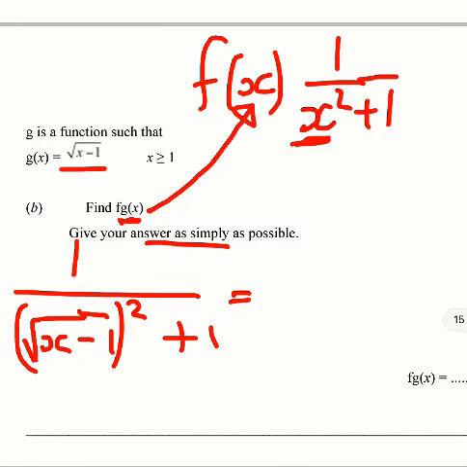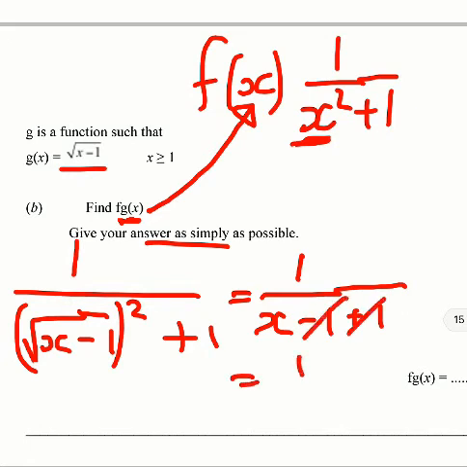So on the denominator here we've got two operations that are inverse. We've got the square root, and then we want to square that, so they cancel each other out, and that is simply left with x minus 1, and we still have that plus 1 on the denominator, which will cancel out, leaving us with 1 over x, written as simply as possible.